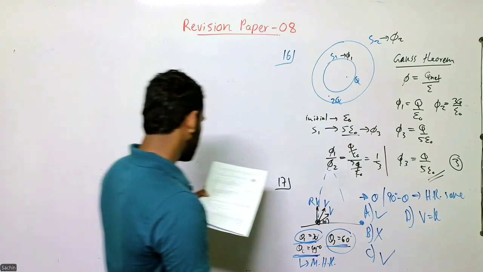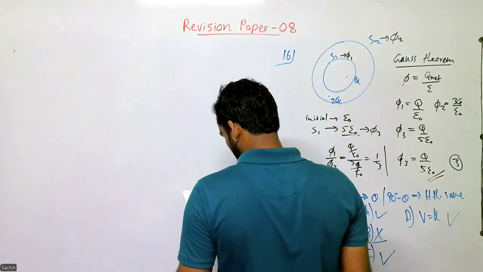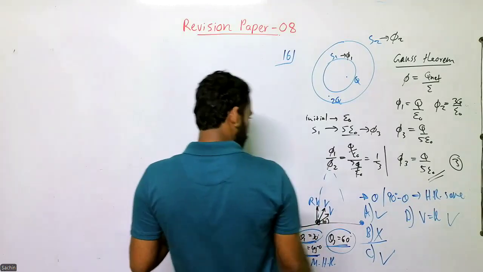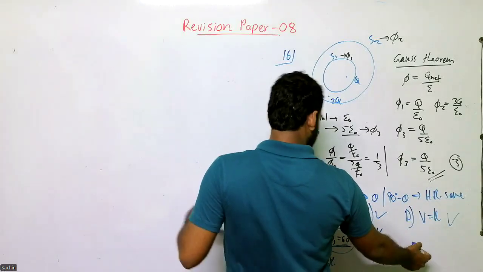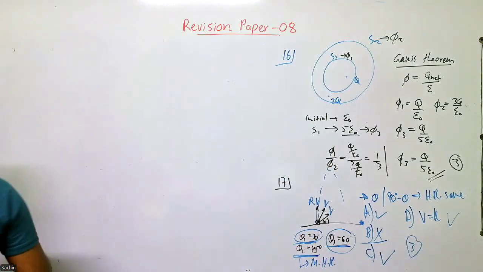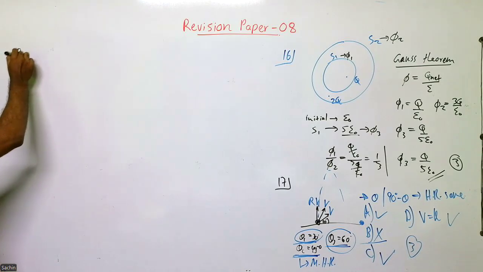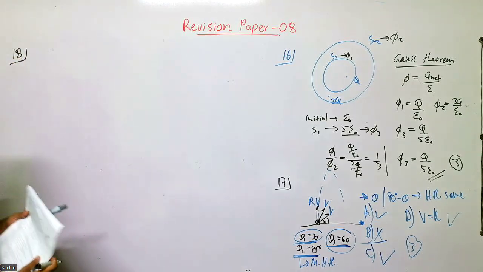That is also correct. So the only false one is B. So only A, C, and D are true. That is the third answer. Third answer. Question number 18.